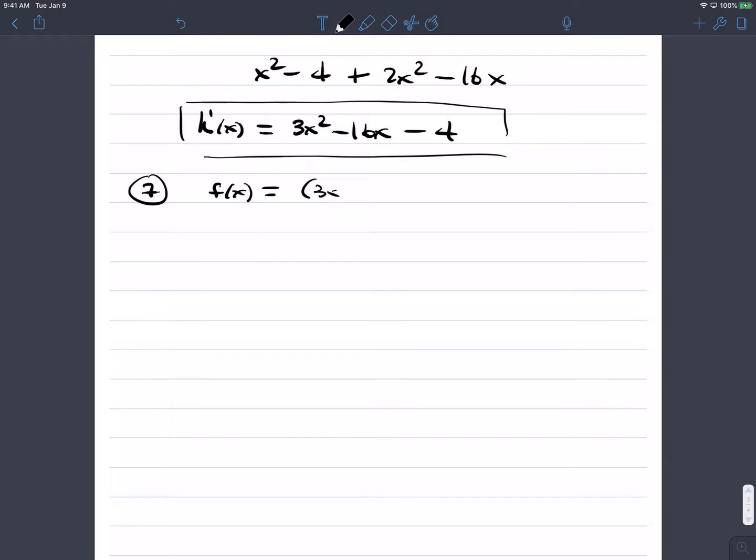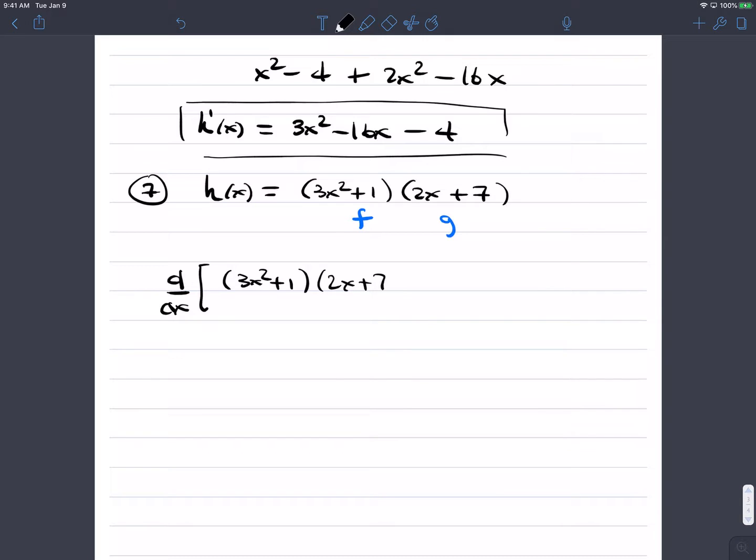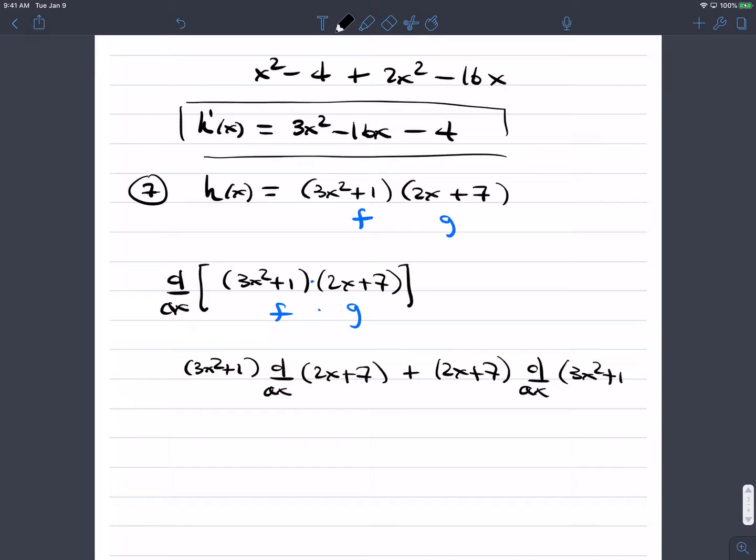f of x is (3x squared plus 1) times (2x plus 7). And again, by product rule, here's your f, here's your g. It's a different f though, so if you'd like, change that to h, right? Or simply go straight to product rule. Here's that f and g function. Okay, and you're multiplying. So by the product rule, you get 3x squared plus 1 times the derivative of 2x plus 7 plus 2x plus 7 times the derivative of 3x squared plus 1.